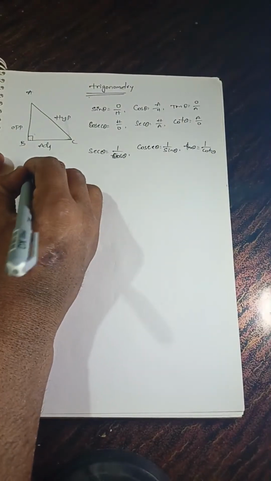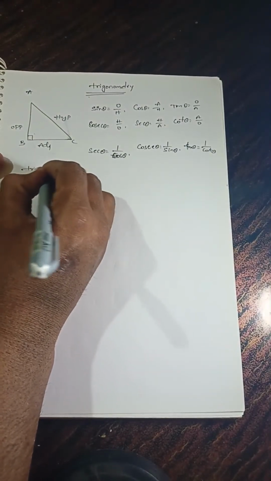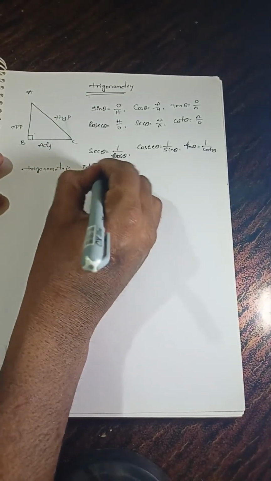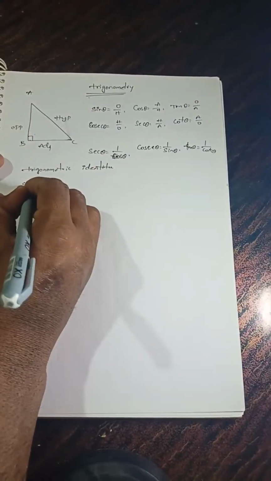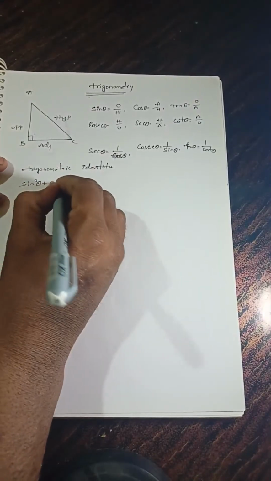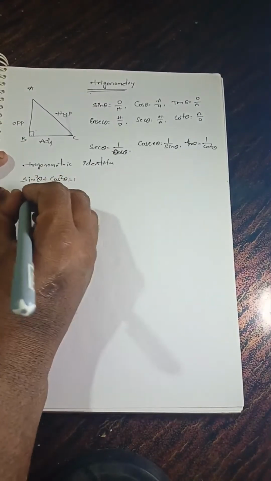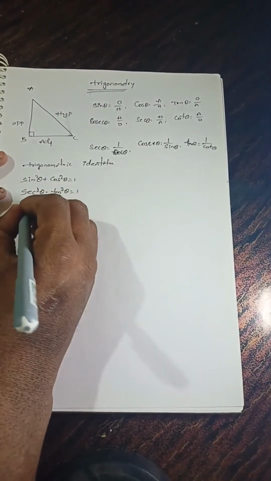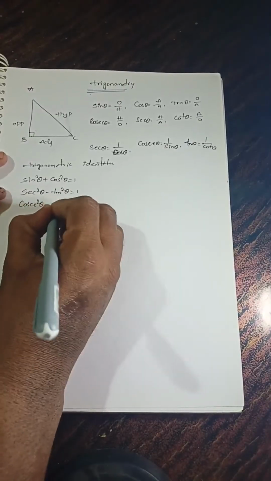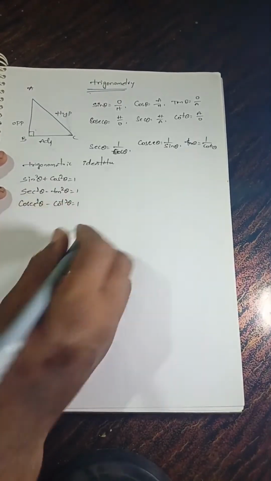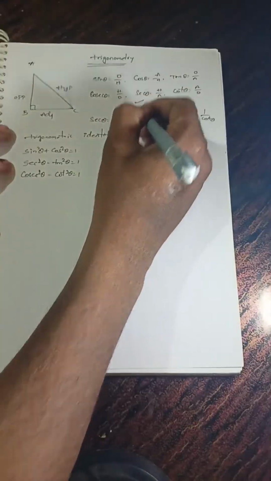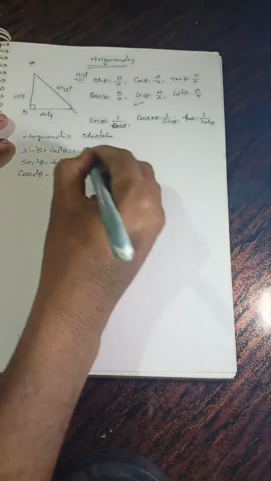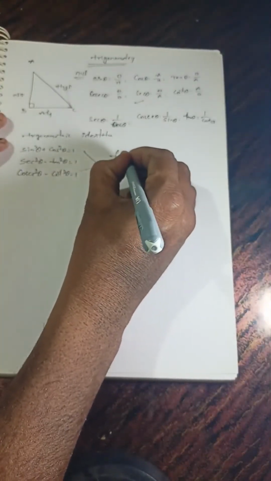What are the trigonometric identities? You have to go through this compulsorily. Either write it down on paper or just rewind this. Sec square theta minus tan square theta equals 1, cosec square theta minus cot square theta equals 1. From these you may get MCQs. We are going to use these in formula-based questions.